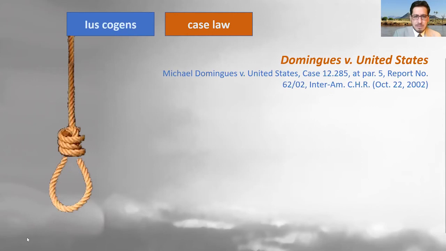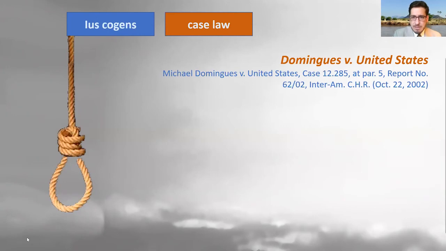He was a young guy of 16 years old, Michael Dominguez. He lived in Nevada, the United States, and committed two murders in the high school. Imagine that, no? He appealed; he was condemned to death at 16 years old, no? And there was a treaty, the American Covenant of Human Rights, that prohibited the death penalty to minors.